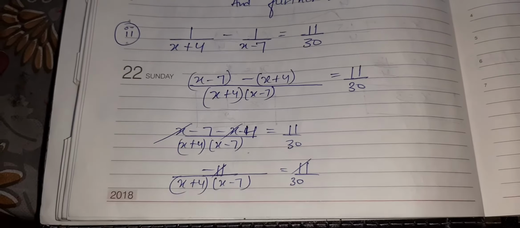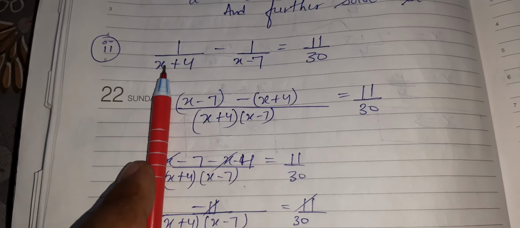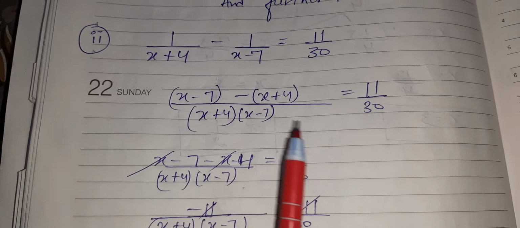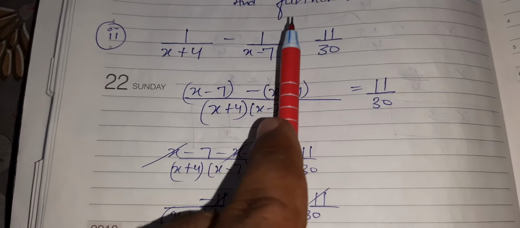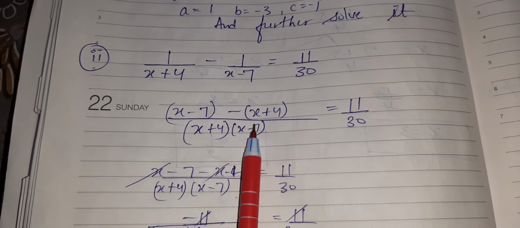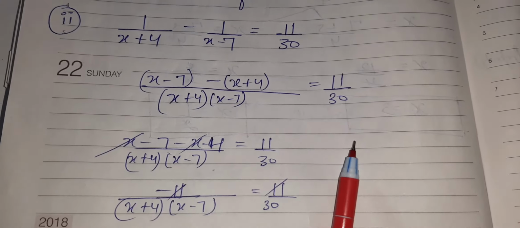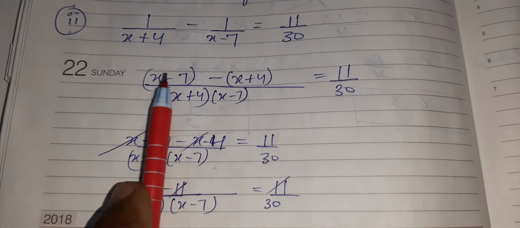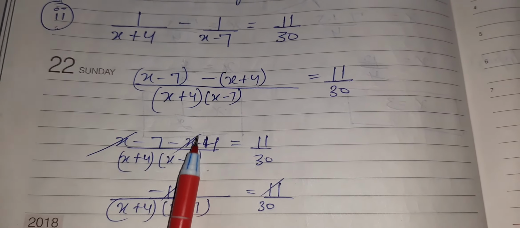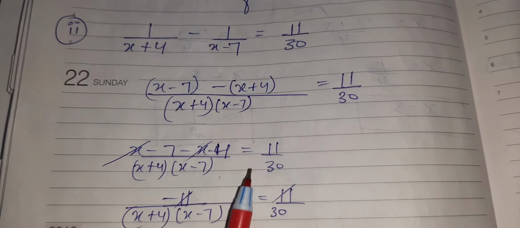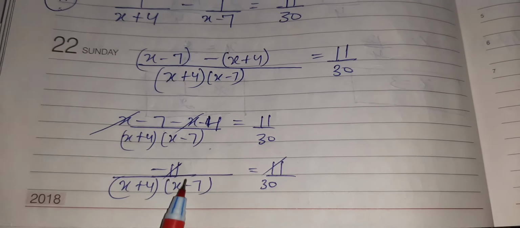Second part. Quite interesting and important part. Multiply both of them. This by this, this by this. Sign is negative. I've told you this concept earlier also. 11 upon 30. Open the brackets. x minus 7 minus x minus minus minus plus minus. x gets cancelled out. Minus 7 minus 4 is minus 11. This 11 will cancel out with this 11. It will become minus 1.